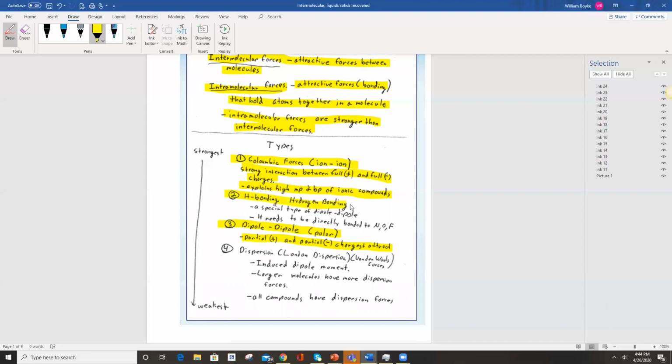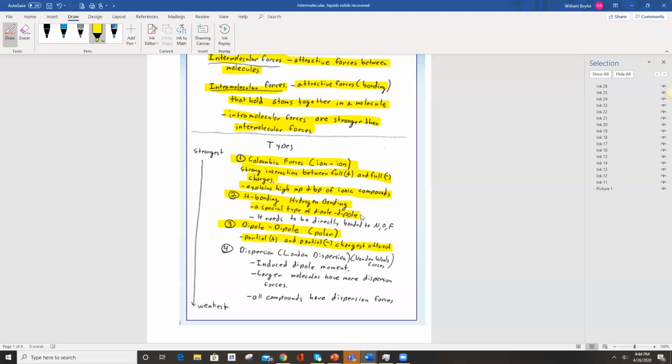This is probably the worst termed thing in all of chemistry, because it's almost intentionally misleading. When we say bonding, we often talk about intramolecular. How are the atoms within a molecule held together? That's not what this means. Hydrogen bonding is not a bond at all. What it is, is a special type of dipole-dipole interaction. It's a strong dipole-dipole. It's so strong, it gets its own category.